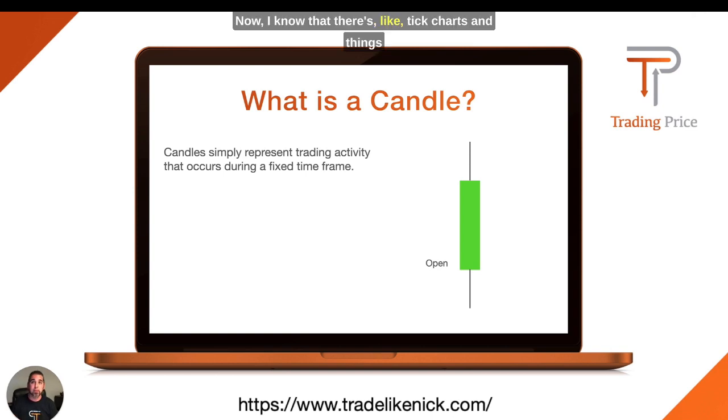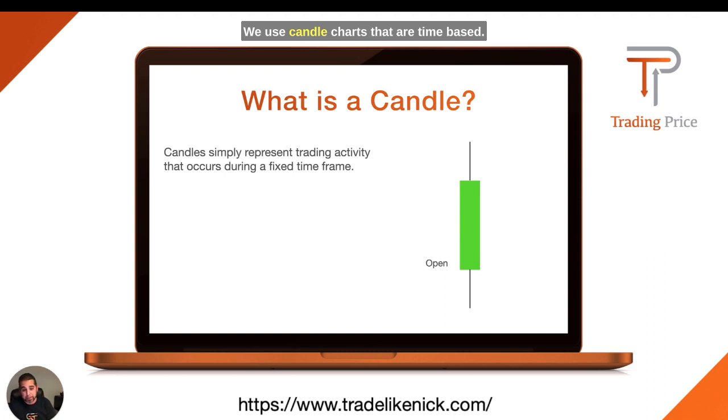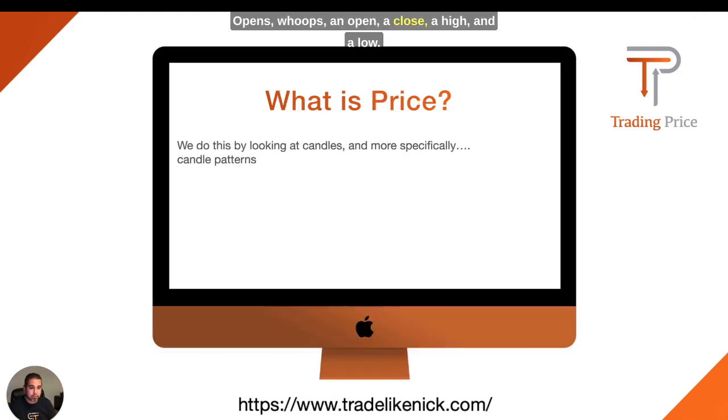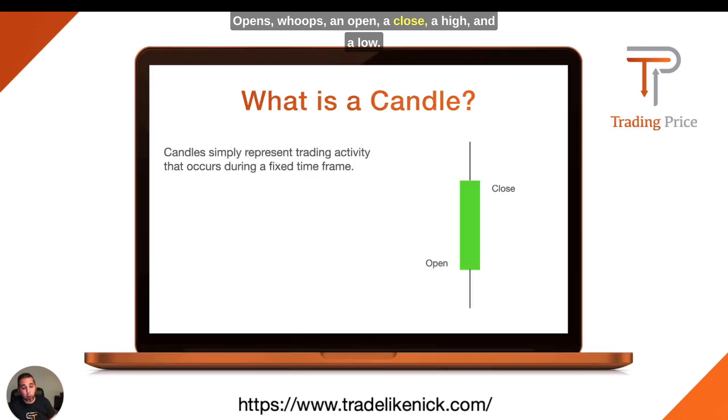whatever you tell your platform that you want to be displayed, it will display to you. Now, I know that there's tick charts and things like that, but at Trading Price, we use time. So that's the only thing that I use. I don't use any fancy point and figure or charts like that. We use candle charts that are time-based. So a candle is made up of really 4 different things. An open, a close, a high, and a low.